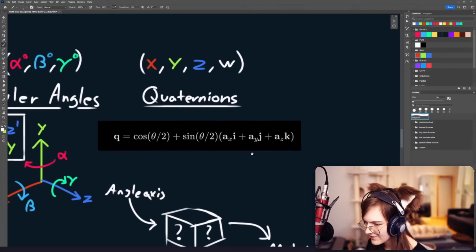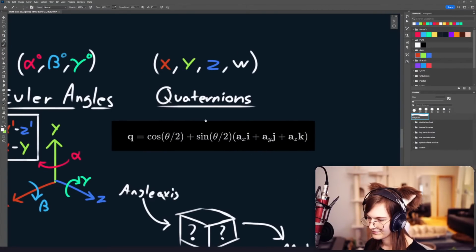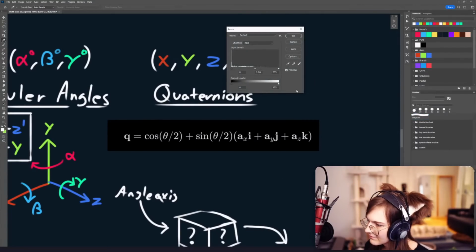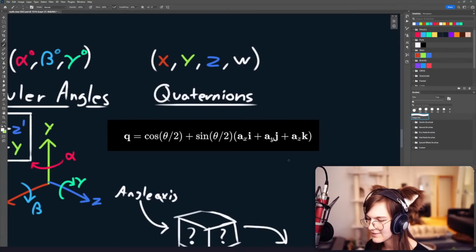Let's actually invert this, and let's... that's fine. Need to brighten this up. Love those pixels. Looks great.